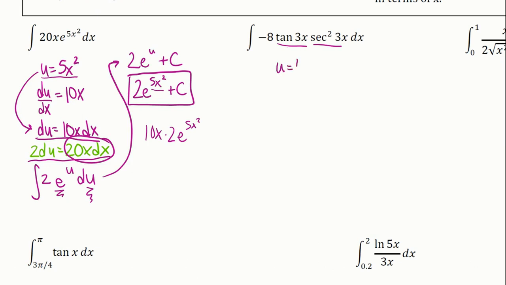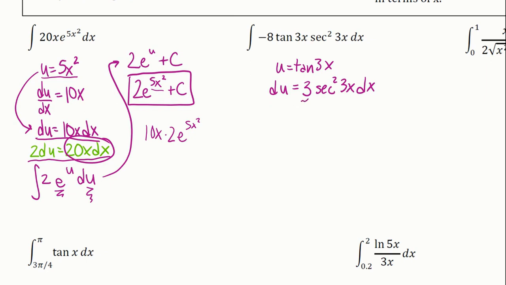So I'm going to let u equal tangent of 3x, because then the derivative is equal to, and we have to use the chain rule here, right? The derivative of tangent of 3x would be 3 secant squared of 3x dx. So again, I chose u equal to tangent because I know the derivative of tangent is secant squared, which I see is being multiplied.